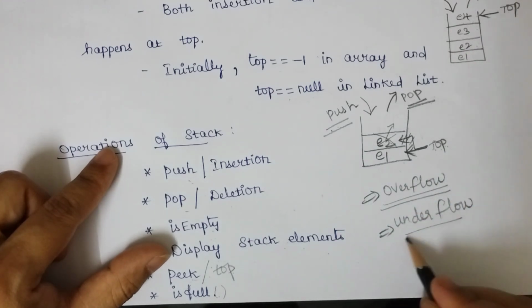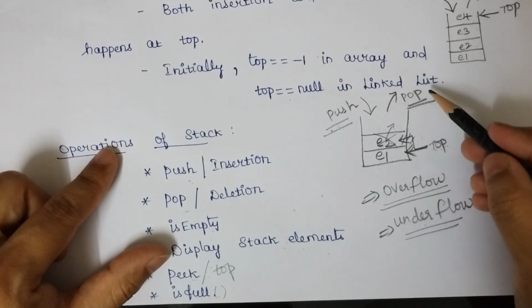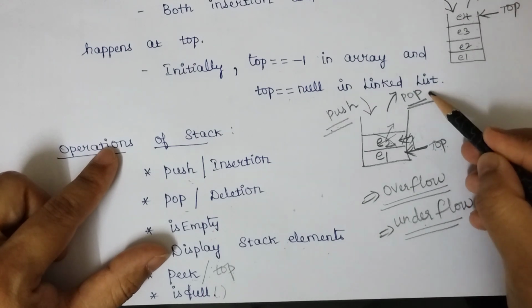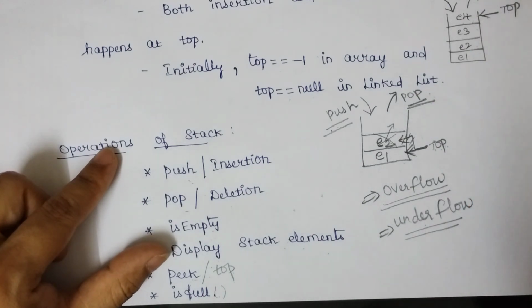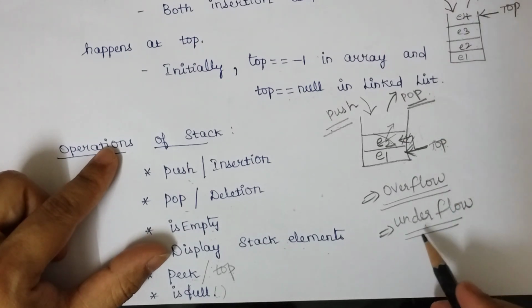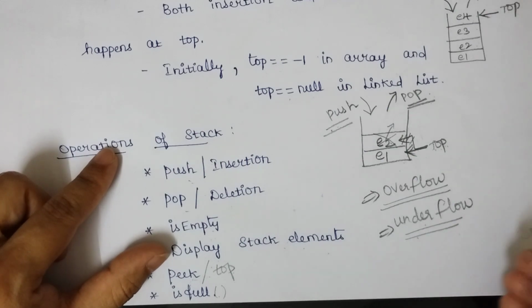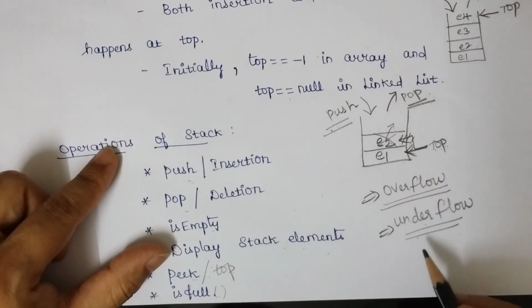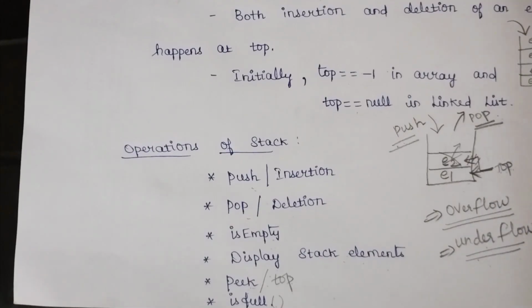Okay, and coming to underflow, underflow happens when you are popping the element out from the stack and the stack is already empty. Okay, so when you are trying to pop elements from the empty stack, at that time you will get this condition, that is underflow, because the stack is already empty. So in that empty stack we cannot delete any elements, right? So when you are trying to pop elements from the empty stack, then that situation is called an underflow situation. And these are all the basic operations.